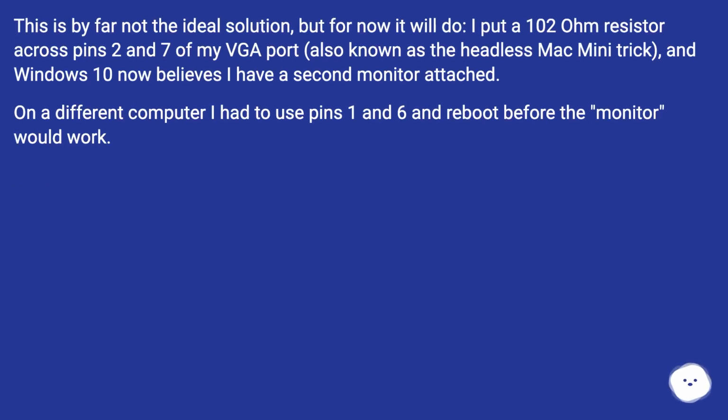This is by far not the ideal solution, but for now it will do. I put a 102 ohm resistor across pins 2 and 7 of my VGA port, also known as the headless Mac Mini trick, and Windows 10 now believes I have a second monitor attached. On a different computer I had to use pins 1 and 6 and reboot before the monitor would work.